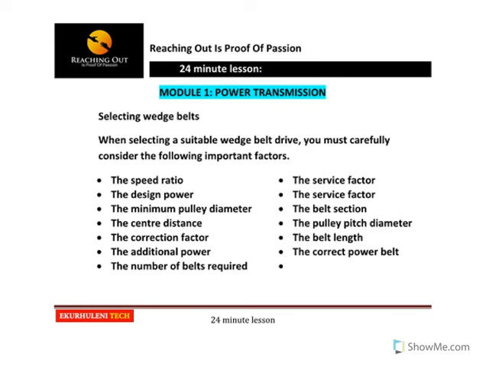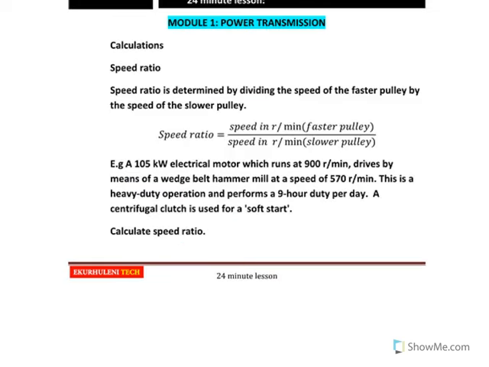Again, moving on, when selecting these wedge belts, there are certain factors that you must consider. So you must carefully consider the important factors: the speed ratio, the design power, the minimal pulley diameter, the center distance, the correction factor, the additional power, the number of belts, the service factor, the belt selection, the pulley pitch diameter, the belt length, and the correct belt power. Now we are going to look at some of these calculations as we continue.